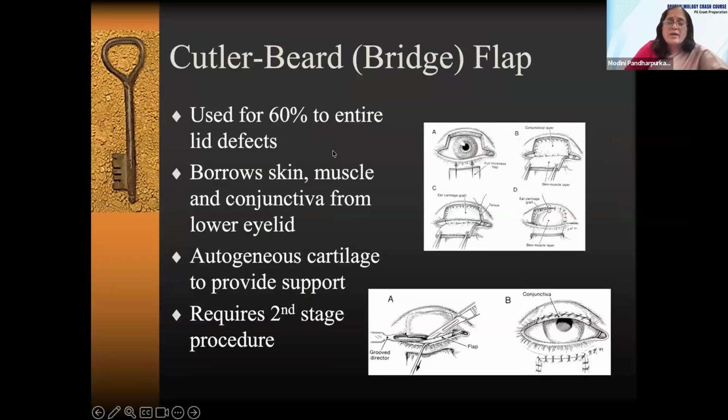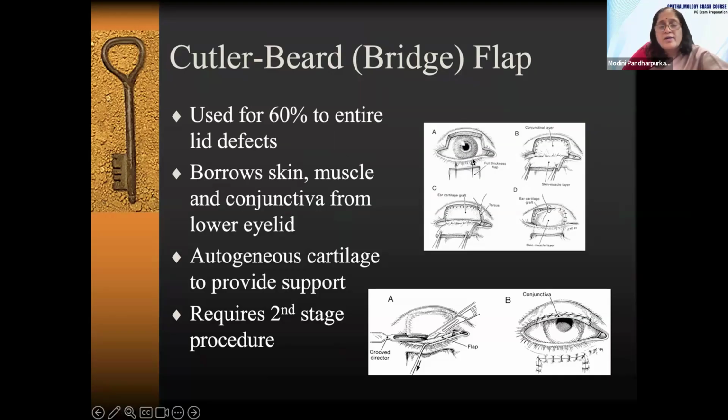Cutler beard is a bridge flap. Often in the exam, because some of these procedures are named and commonly used by surgeons for their procedures, they're named after them. So Cutler beard is a bridge flap. It is a full thickness flap, myocutaneous flap, only muscle and skin. It does not account for the tarsoconjunctiva, and you have to supplement it with tarsoconjunctiva if you want to have entire thickness of the lid formed.